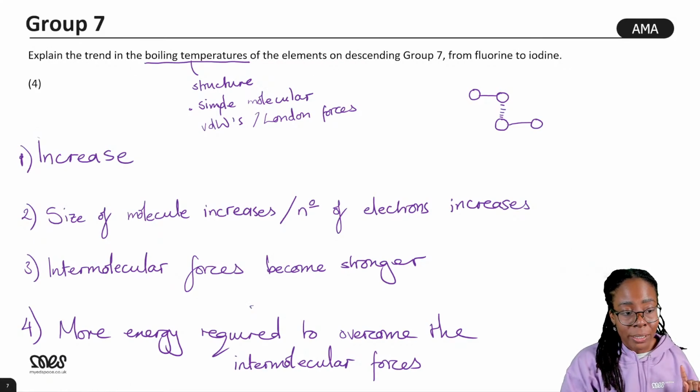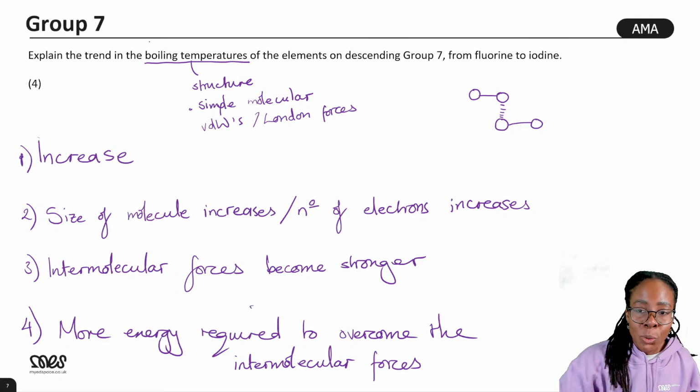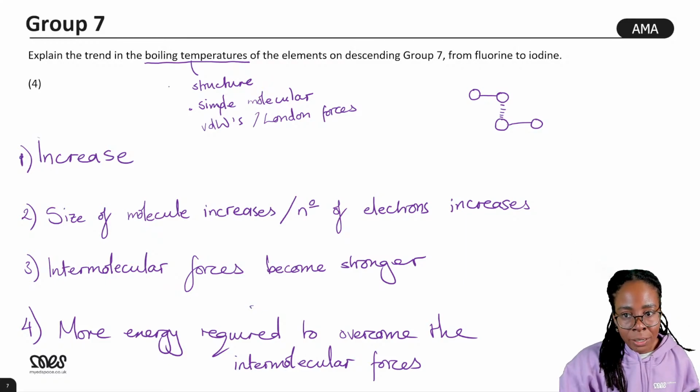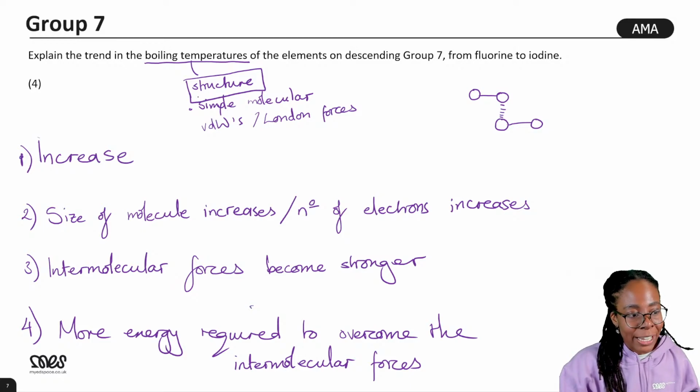Are we happy with, let's just stay here for a moment, making sure that when we are talking about boiling or melting, we are talking about the structure. We're not talking about losing or gaining electrons and shielding and all of that stuff. We're talking about the forces or the bonds that hold that structure together.